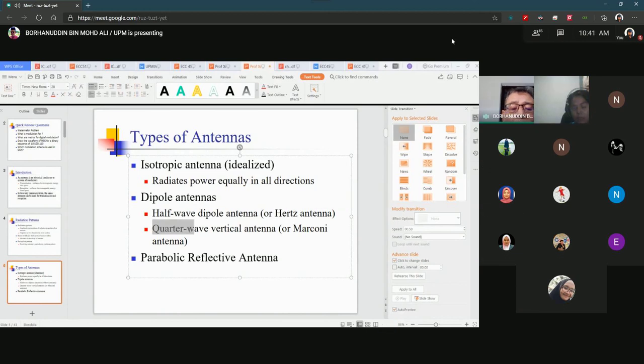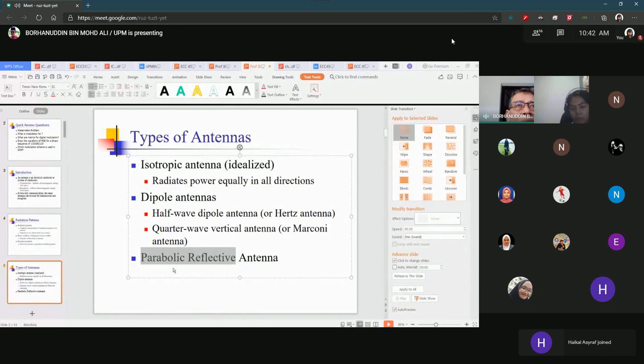And there's the quarter wave also, called Marconi. And then parabolic. But the parabolic is actually a reflective antenna. It is not an antenna by itself. Its transmitter is at the focal point, which shoots into the parabola, and the parabola will reflect it in that direction.